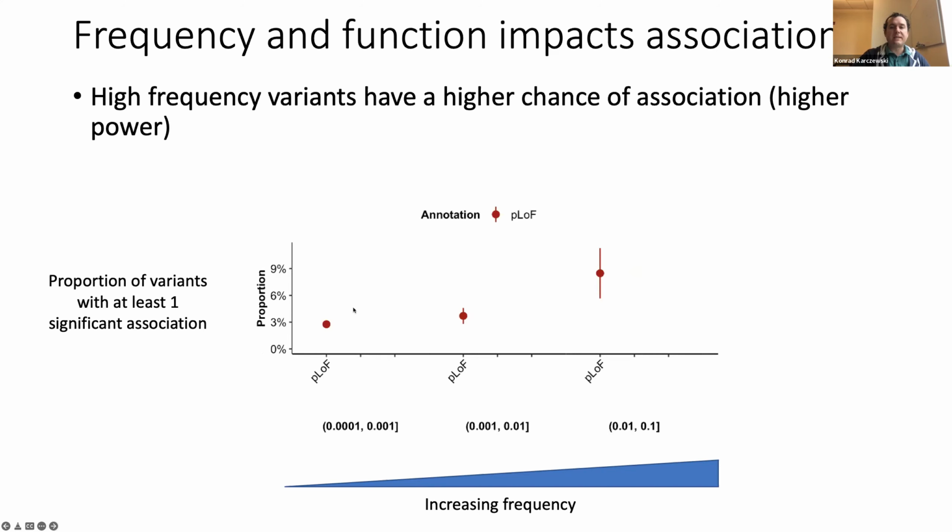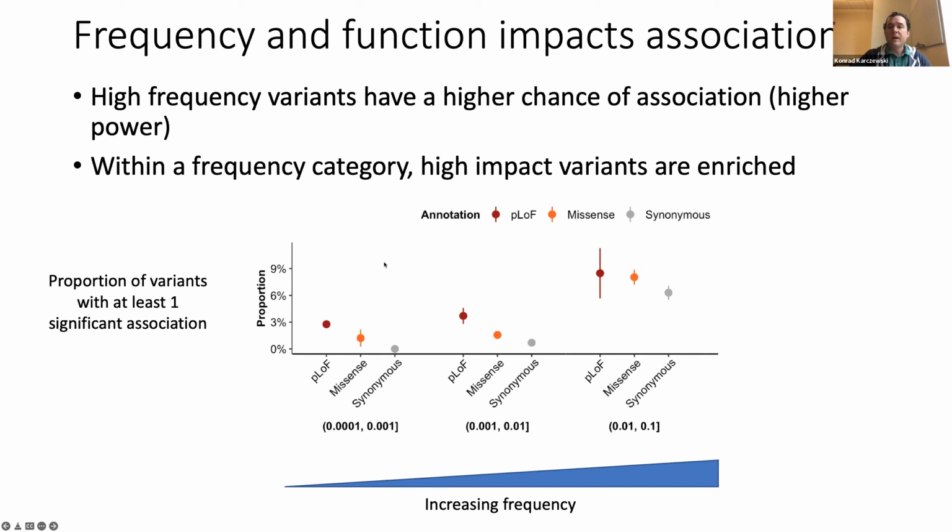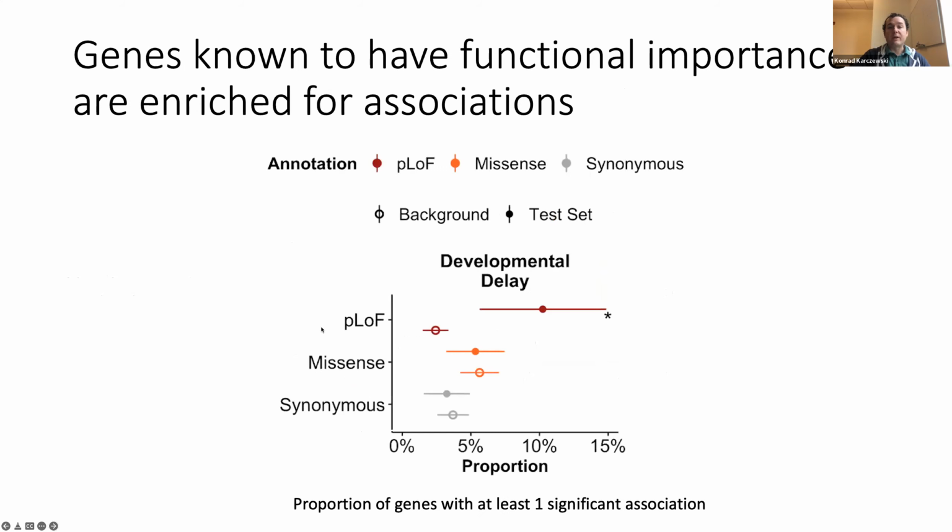However, within each frequency category, we do find that loss of function variants have the most associations, followed by missense variants, followed by synonymous variants. So this follows the expected patterns of deleteriousness for individual variants. You see the same trend where they increase with frequency, but within each category, they increase with deleteriousness. We can look at particular genes as well and see that certain classes of genes are enriched for associations.